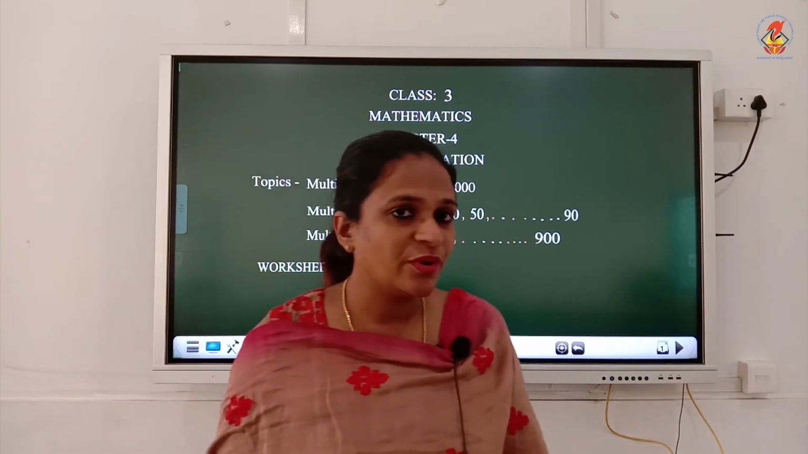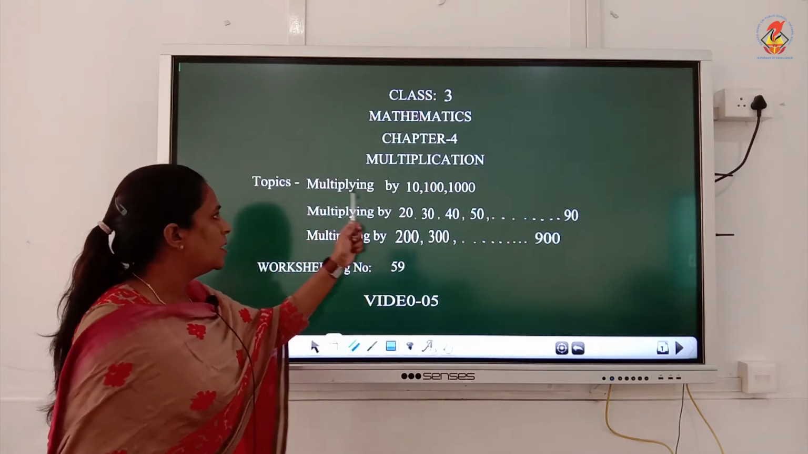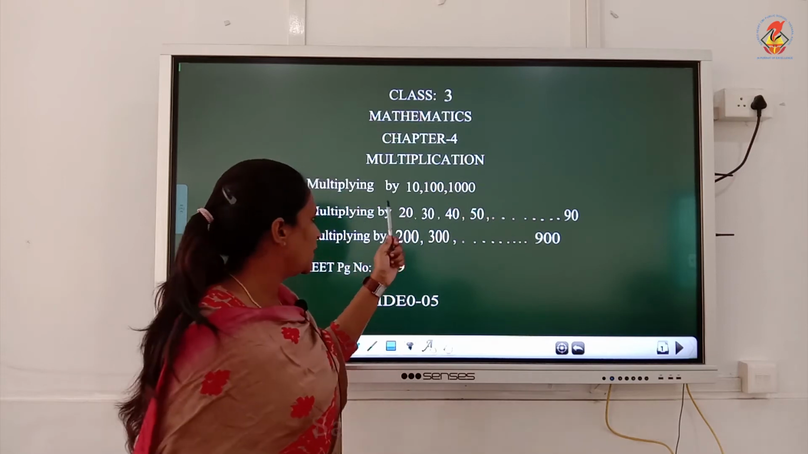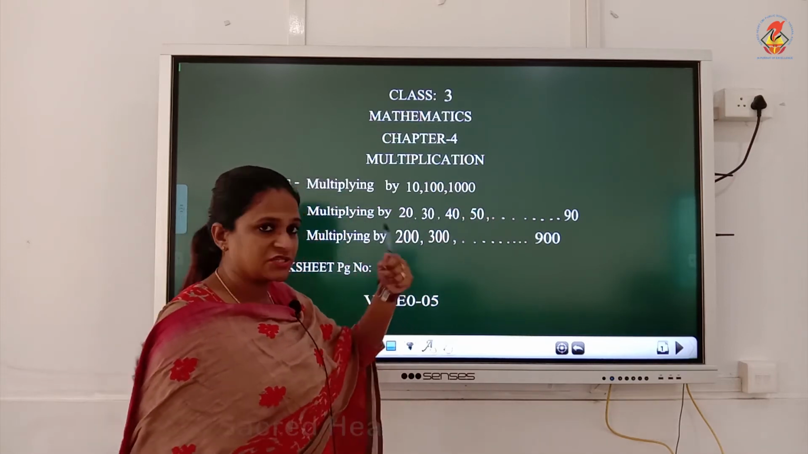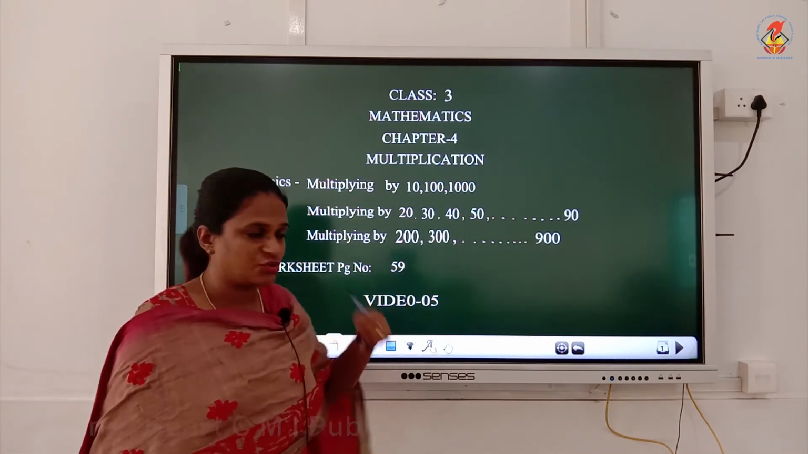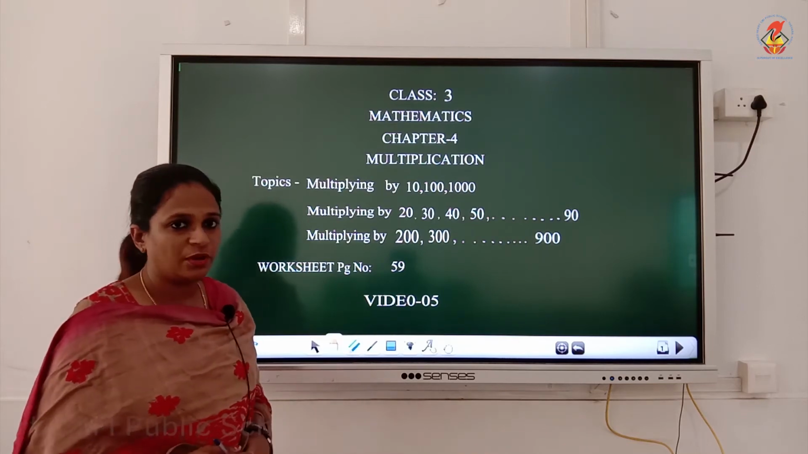So, welcome back children. We are back with chapter 4, multiplication. Topics are multiplying by 10, 100, 1000, multiplying by 20, 30, 40, 50 and so on, and multiplying by 200, 300 and so on. Worksheet page number 59 will be covered in this video number 5.